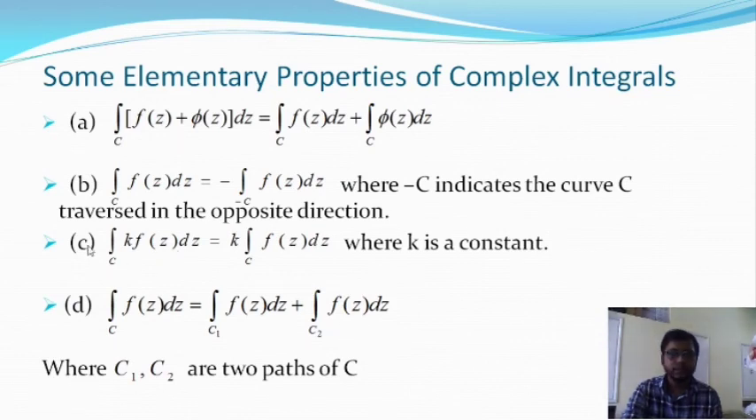Next we are going to the third property: integration over C k times f(z) dz, where k is any constant. It can be written as k times integration over C f(z) dz. Then we are going to talk about the fourth property. Integration over C f(z) dz is equal to integration over C1 f(z) dz plus integration over C2 f(z) dz, where C1 and C2 are two paths of C.